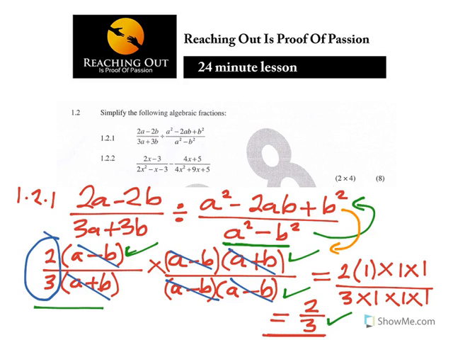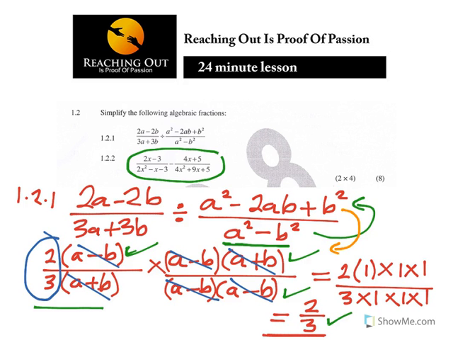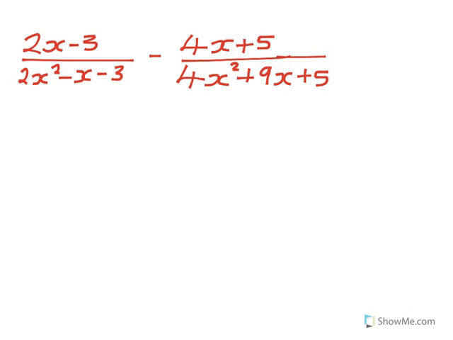Now the next question says 1.2.2. It says (2x − 3) over something, and now it's a subtraction. Let me rewrite it again. What we have here are two fractions which are separated by a negative sign, otherwise you're subtracting.